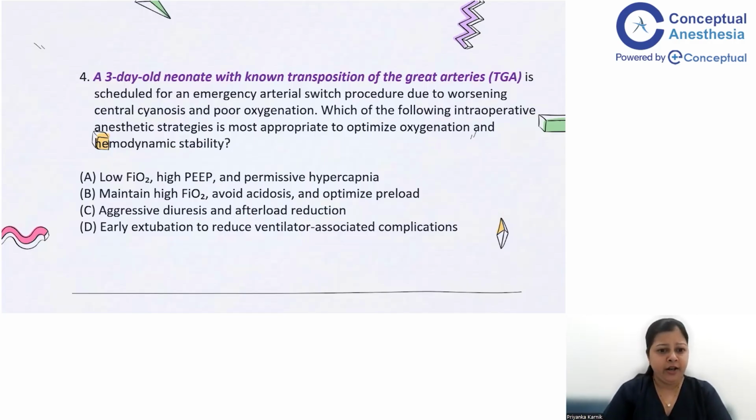Second is maintain high FiO2, avoid acidosis and optimize preload. C is aggressive diuresis and afterload reduction. And D is early extubation to reduce ventilator associated complications. So here the answer is maintain high FiO2, avoid acidosis and optimize preload.